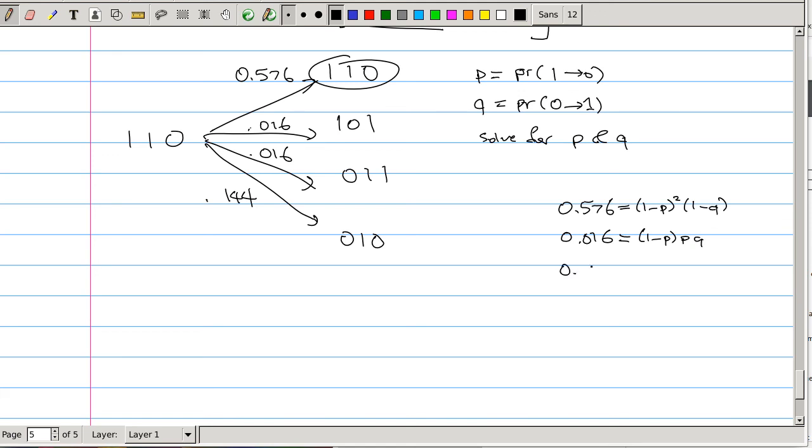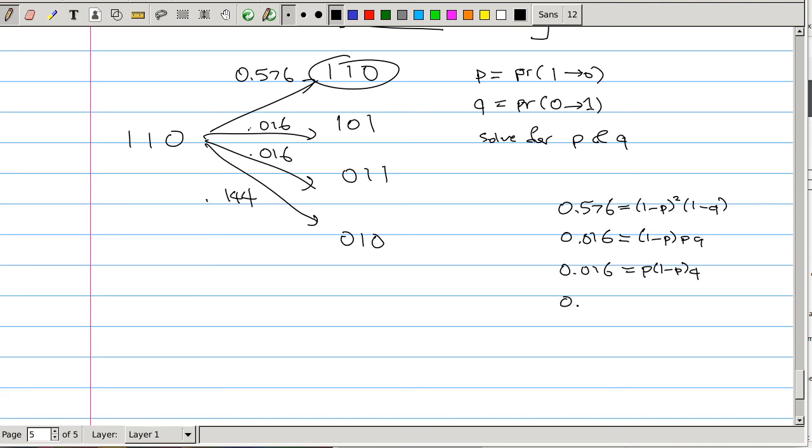And then the next one is 0.016 again, and that's the probability of receiving 110 as 011. So this time we have p going first, and then we have 1 minus p as the second term, and then we have a q as the third term. So it boils down to the same thing as the one above it, and that's why they're both 0.016, because they basically boil down to the same combination of 1 minus p, p, and q.